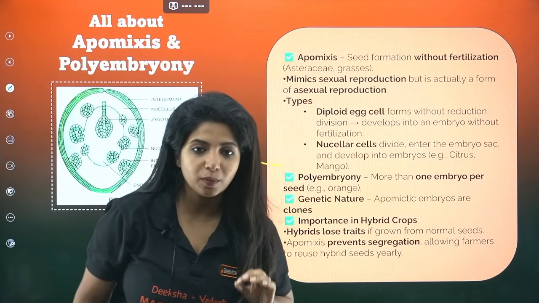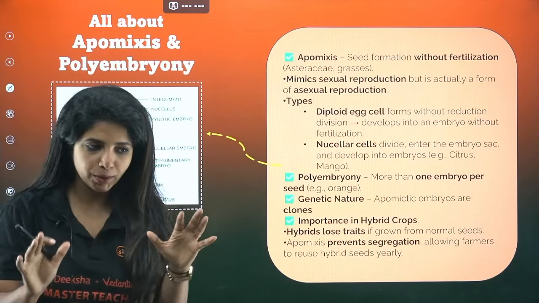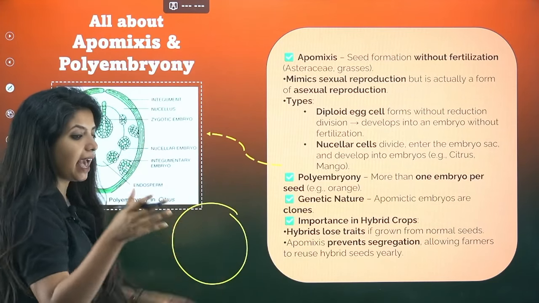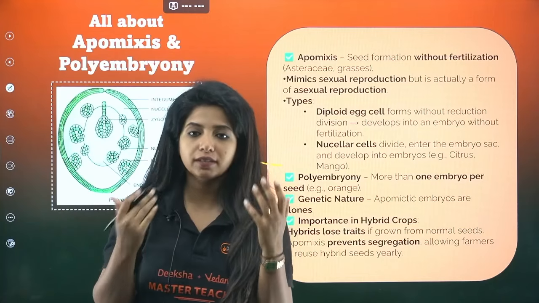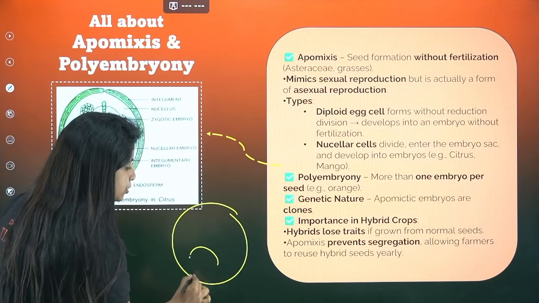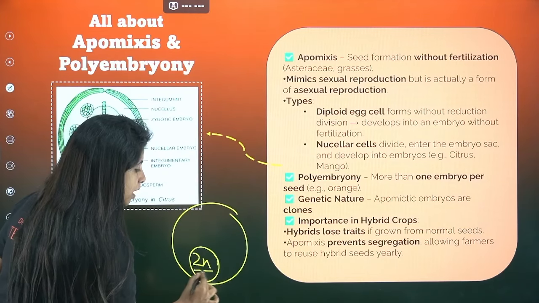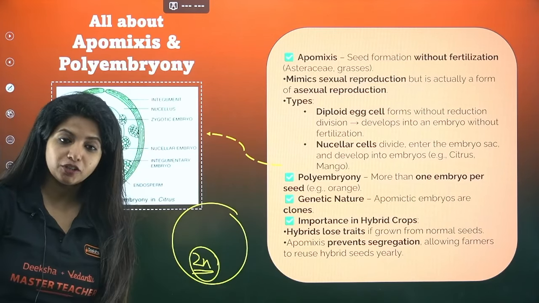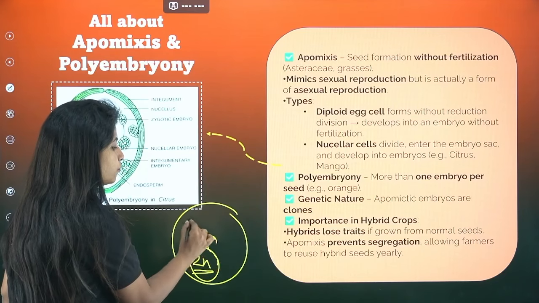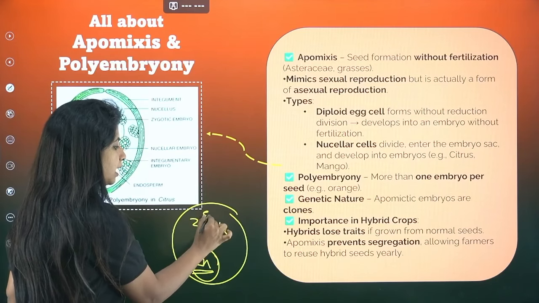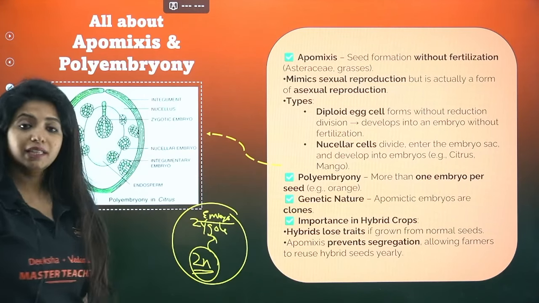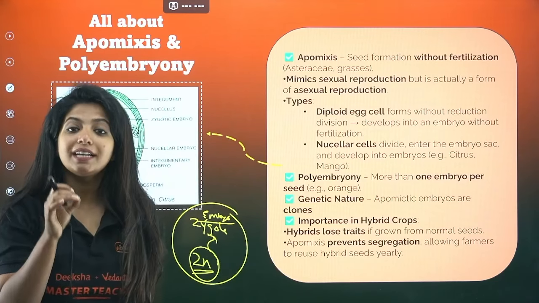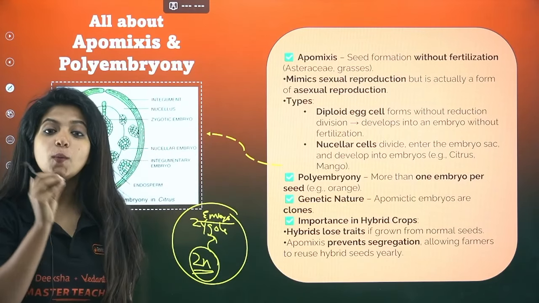What do you mean by apomixis and what do you mean by polyembryony? Listen to me carefully. Until now we studied that in the embryo sac, the egg and the male gamete fuse to form the zygote. Suppose the egg cell which is there is already diploid in nature. It's not haploid, it is diploid in nature. Do you need any other male gamete? No. This egg cell can itself form the zygote, can itself form the embryo as well. This formation of zygote without fertilization is known as apomixis.